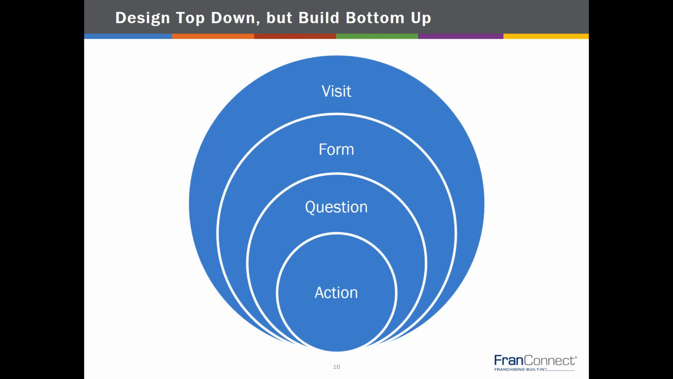And actions, of course, are what you want to happen. What is it that you want your franchisee to do? And also, usually you'll assign tasks to your internal staff to make sure they're following up on that. So why do I put this Venn diagram up there?